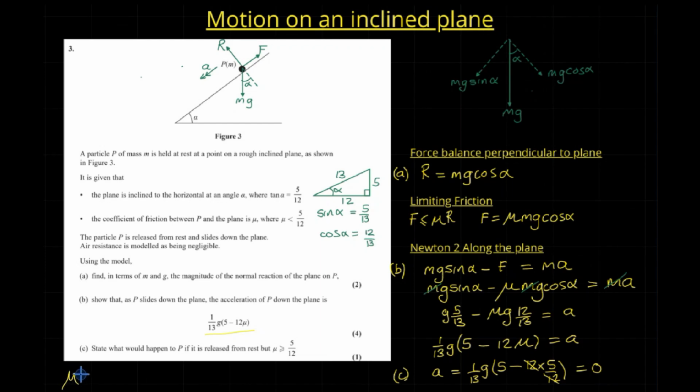I think you can also see that if mu is greater than 5 over 12, then the potential for the friction to resist the motion is even bigger, so again it will remain at rest.